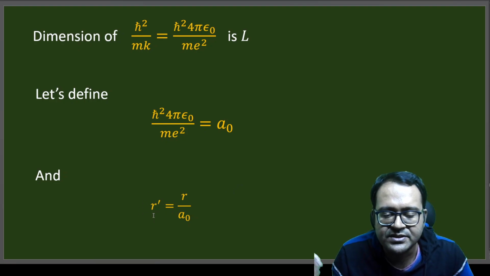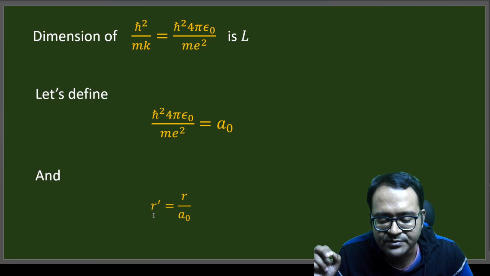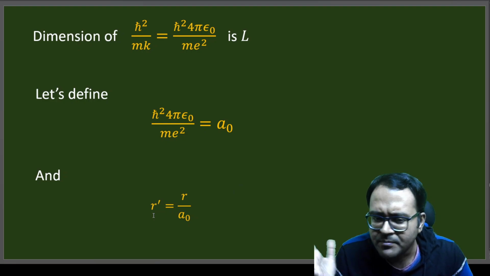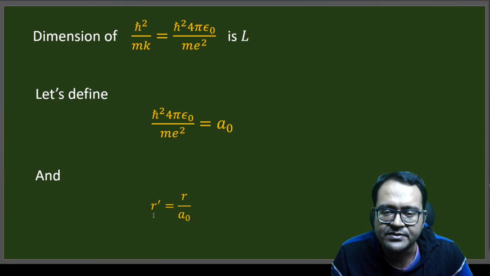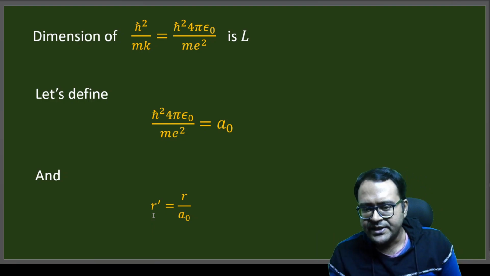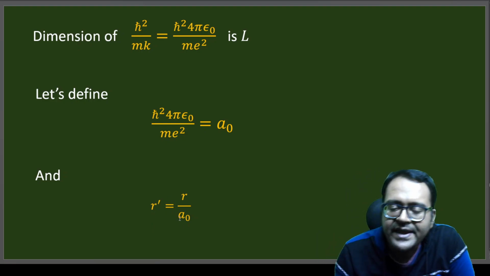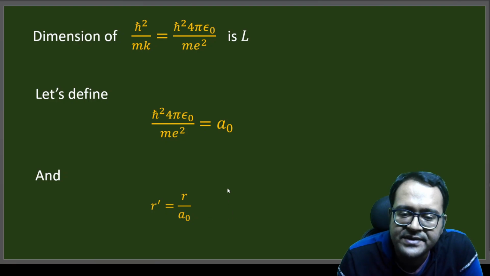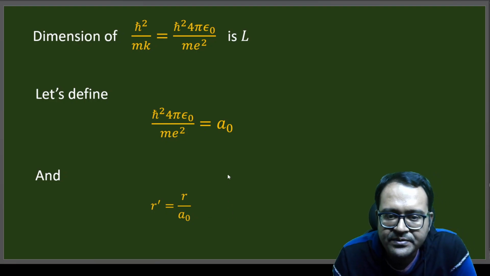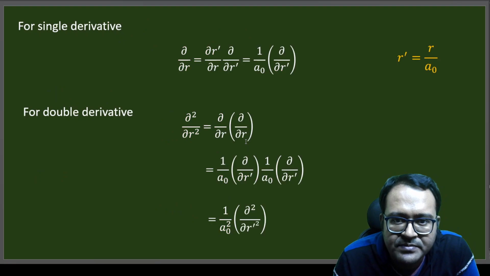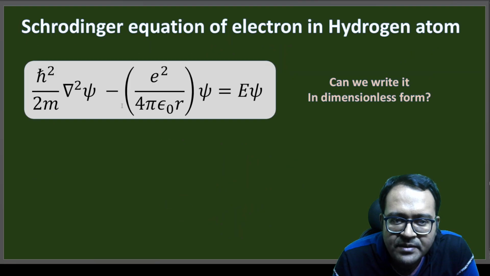After calculating, when you get r prime, it will be just a number, and that number will give you the result in terms of a0. Just multiply the value of a0, you'll get the result. Right now it may be confusing, but when you do it, you'll get this. Now we need to change the variable.